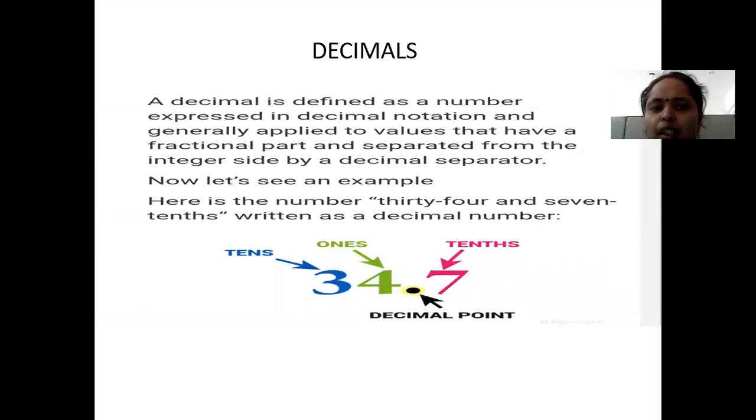What is a decimal? A decimal is defined as a number expressed in decimal notation and generally applied to values that have a fractional part and separated from the integer side by a decimal separator. Now let's see an example.